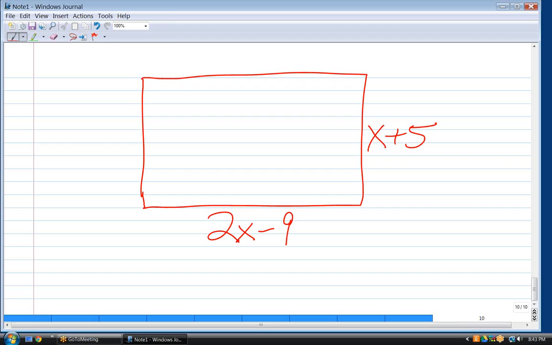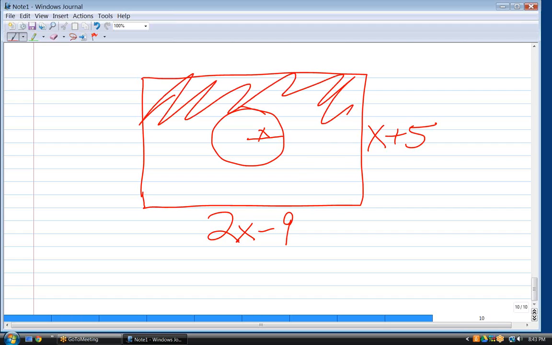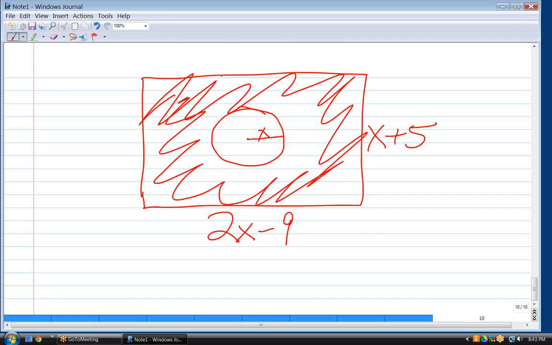Because for there to be a shaded region, there needs to be something else in there. In other words, if I put a round swimming pool in the middle, or a hot tub, that had a radius of x, now this is all the shaded region. Okay, so let's figure out the area. Let's solve this problem here.